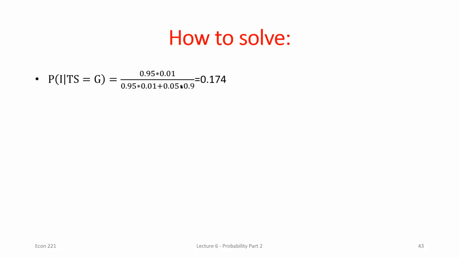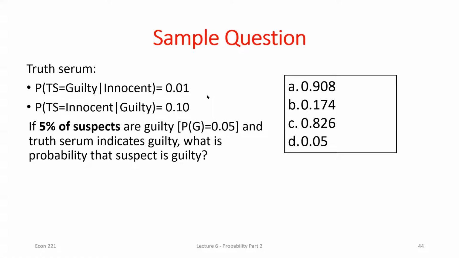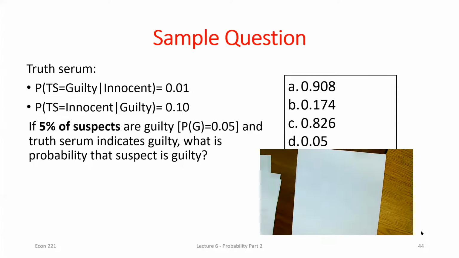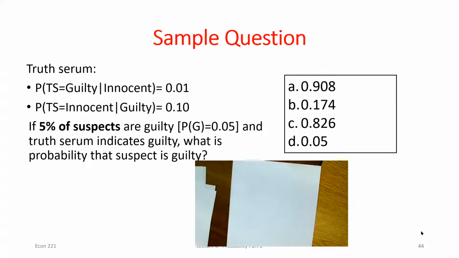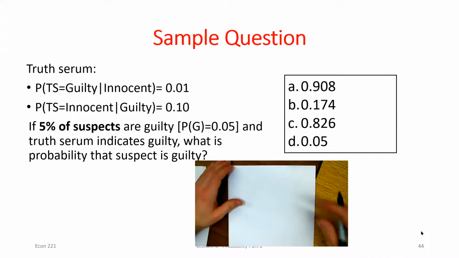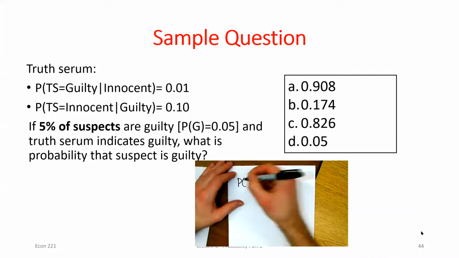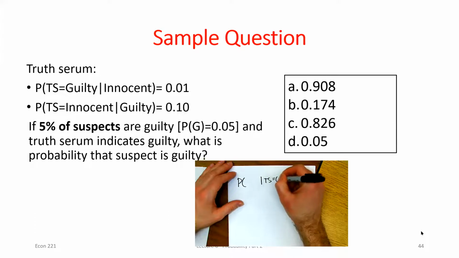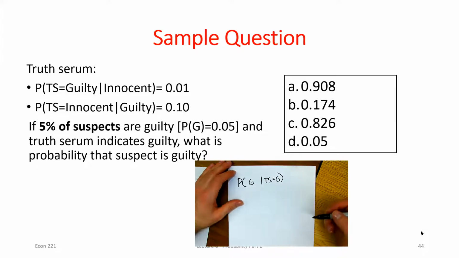All right, so I want to go back to this. So given that this truth serum, or we could think about it as a jury, indicates that someone's guilty, what's the probability that they're actually innocent? We found it was 0.174, okay? With that in mind, given the same setup, if the truth serum indicates guilty, what's the probability the suspect actually is guilty? So what we found before was, given that we saw the truth serum say they're guilty, what's the probability they're actually innocent? Now what we're looking for is, given that the truth serum says guilty, what's the probability that they're actually guilty?